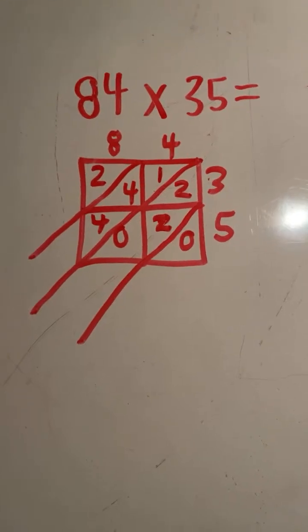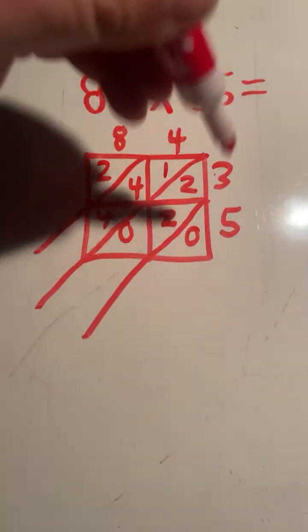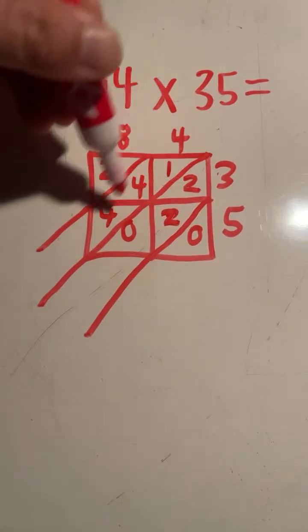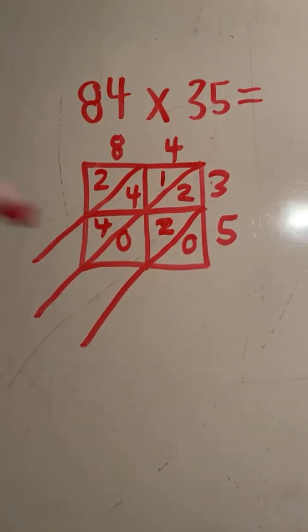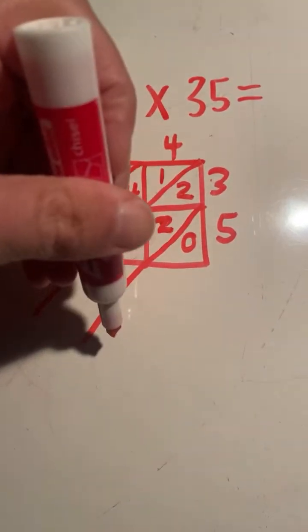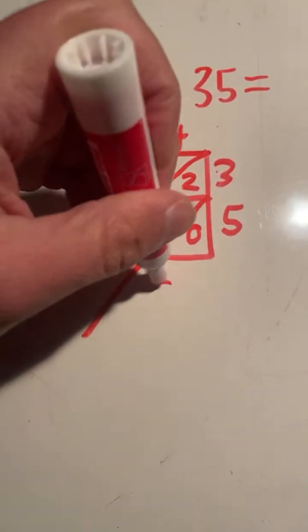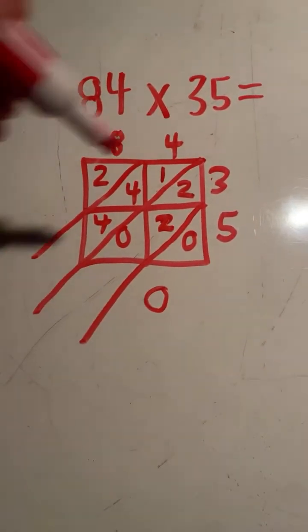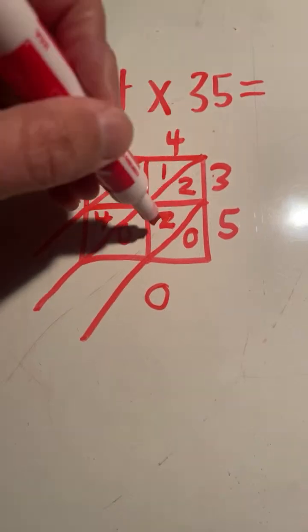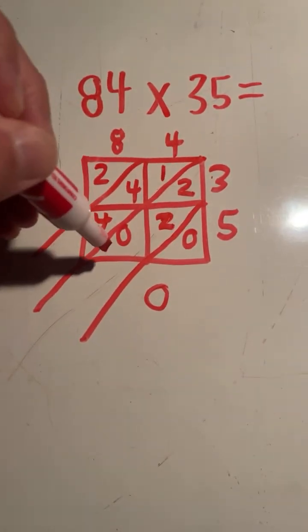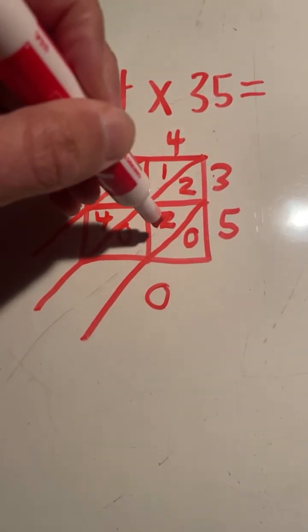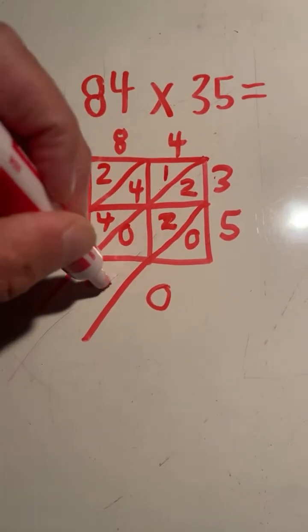Next step, we have to add the numbers going across diagonally. So starting across the first diagonal line, we have a 0 there. Next diagonal line, we have to add 2 plus 2 plus 0. 2 plus 2 equals 4. 4 plus 0 still equals 4.